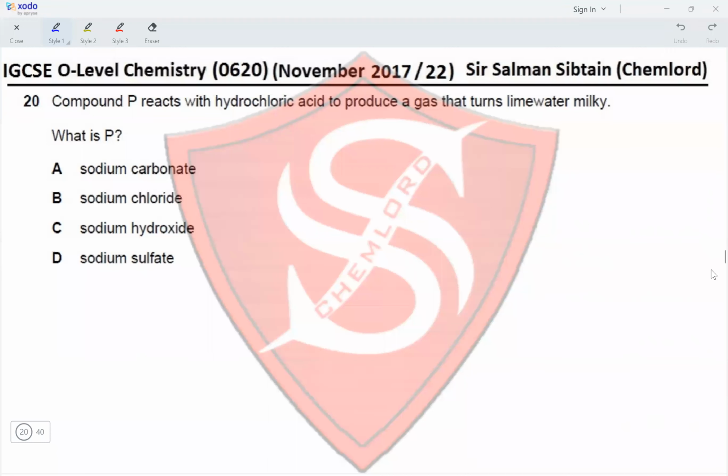Question 20. Compound P reacts with hydrochloric acid to produce a gas that turns lime water milky. So the gas that is produced is carbon dioxide. Carbon dioxide is produced on reaction of an acid with a carbonate. So what is P? Sodium carbonate. Since carbonate is present here, this could be the answer.